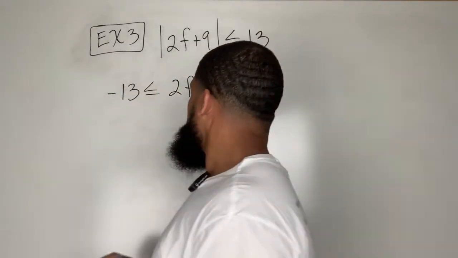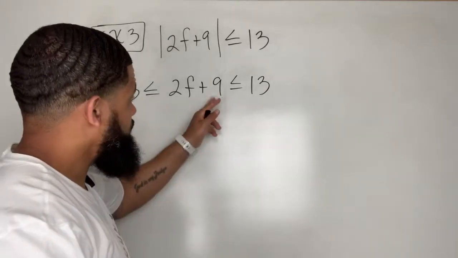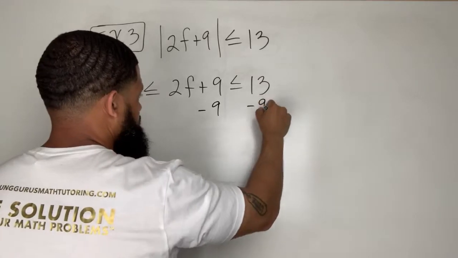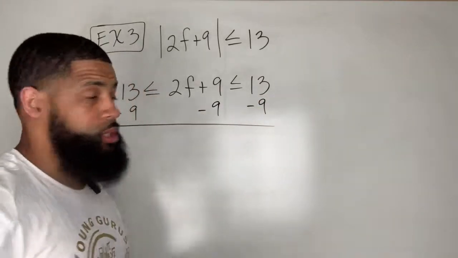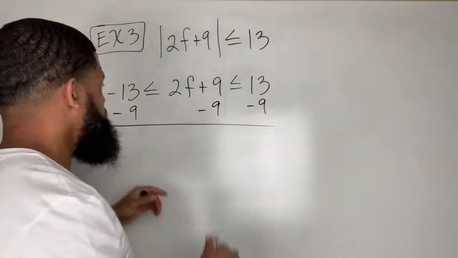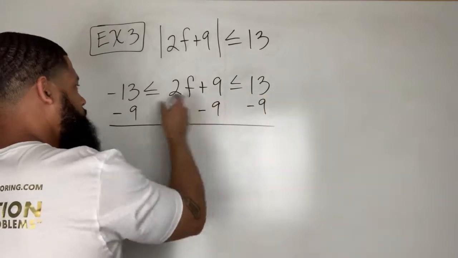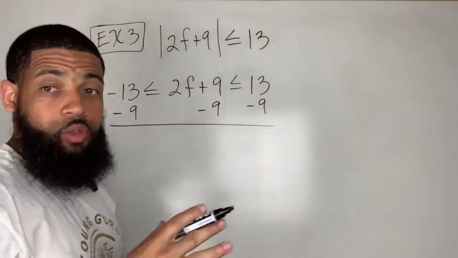Here we want to get f by itself, so I want to get rid of this addition first. I want to subtract 9 here, here, and there. Remember, whenever you're doing this, when you have this conjunction, you want to make sure that you use inverse operations on the outside as well as on the inside of the inequality symbols.